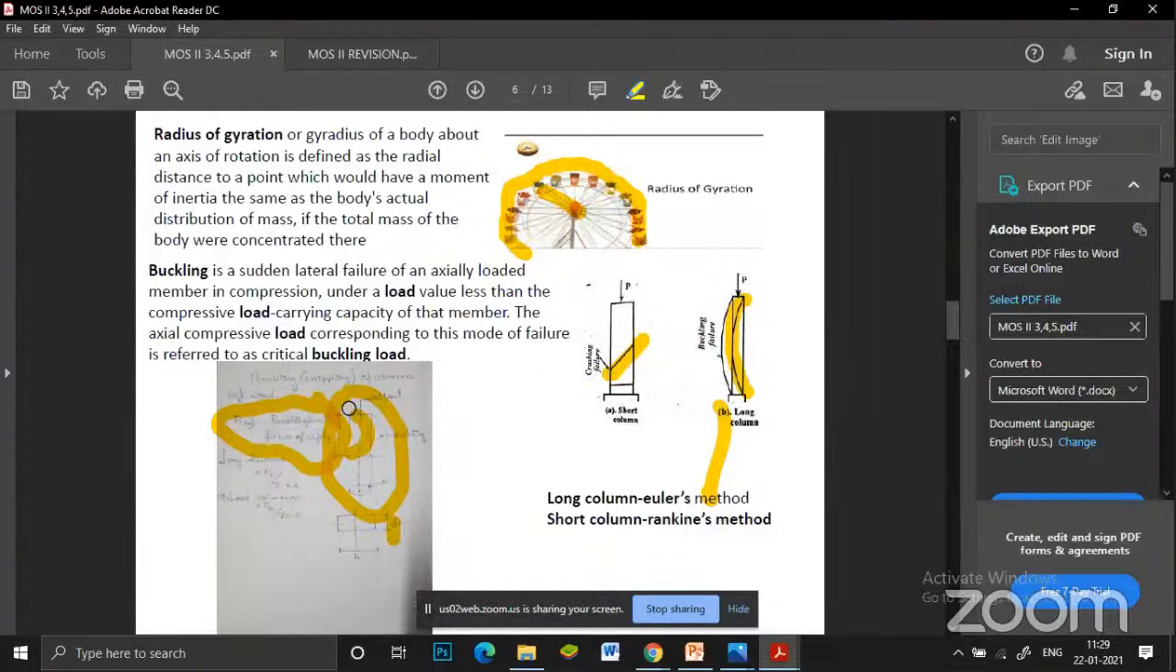So in case of long column and short column, a long column is determined only by Euler's method. Euler's method is for a long column, and the failure which happens here is called buckling. In case of a short column, Rankine's method, the failure is crushing. And you know what the radius of gyration is, a simple example being the giant wheel.